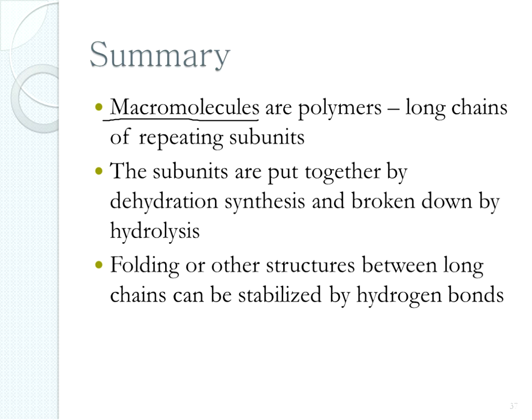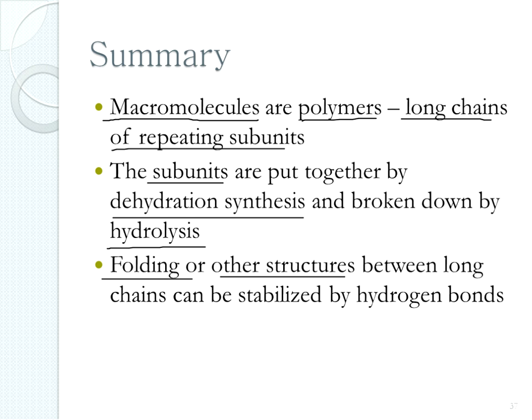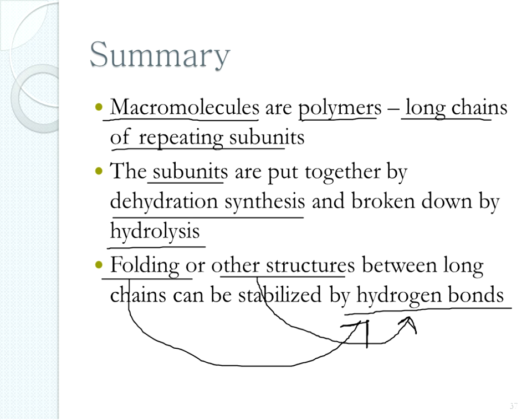So in this chapter, we've been talking about our macromolecules. We have 4 macromolecules: carbohydrates, lipids, proteins, and nucleic acids. They're all polymers, which are long chains of repeating subunits. The subunits are all put together by dehydration synthesis and broken down by hydrolysis. And we can have folding or other structures occur because of hydrogen bonds. So protein folding, the alpha helix, occurs because of hydrogen bonds. DNA double helix occurs because of hydrogen bonds. Each of our macromolecules are made up of subunits, and those subunits repeat. And we put them all together by the same reaction, and we break them down all by the same reaction.